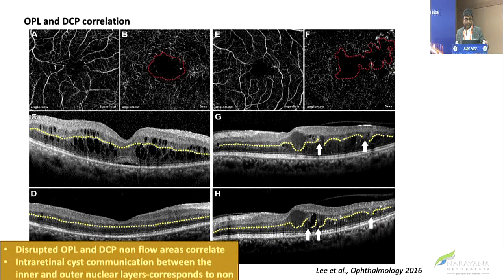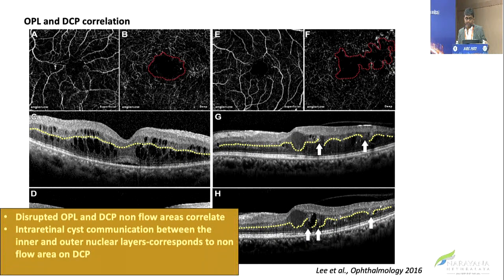And then again, there are studies which showed that in a poor response DME, you can see the disrupted OPL. This is because of the disruption here, or the outer nuclear layer's kind of breakdown. So when there's a communication, you can see the drop in vascularity over here.